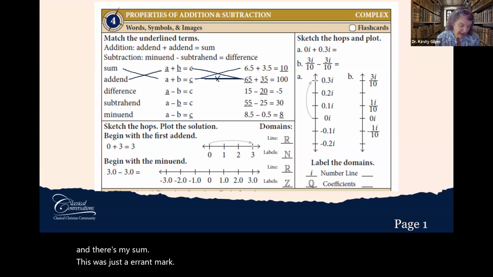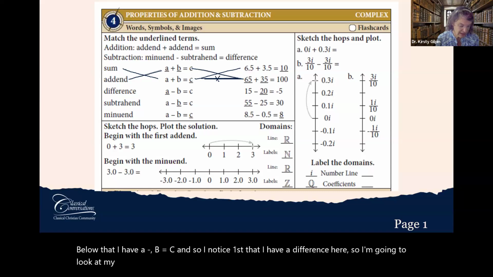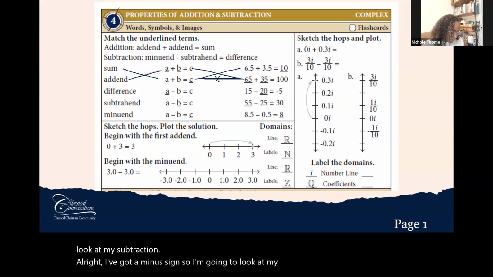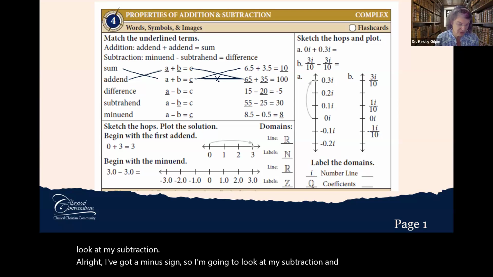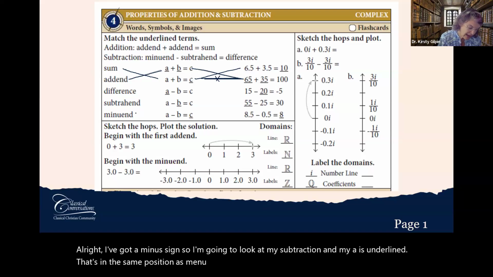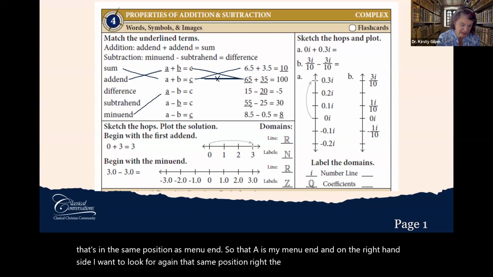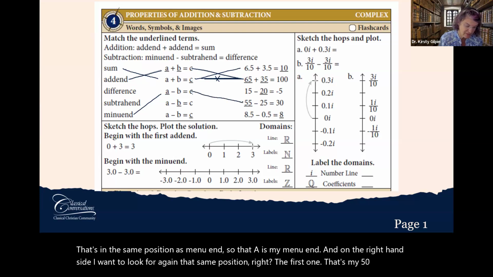Below that, I have A minus B equals C. I notice first that I have a difference here. I've got a minus sign, so I'm going to look at my subtraction. My A underlined is in the same position as minuend, so that A is my minuend. On the right-hand side, I look for that same position. The first one is my 55, so I'm going to match that to my 55.